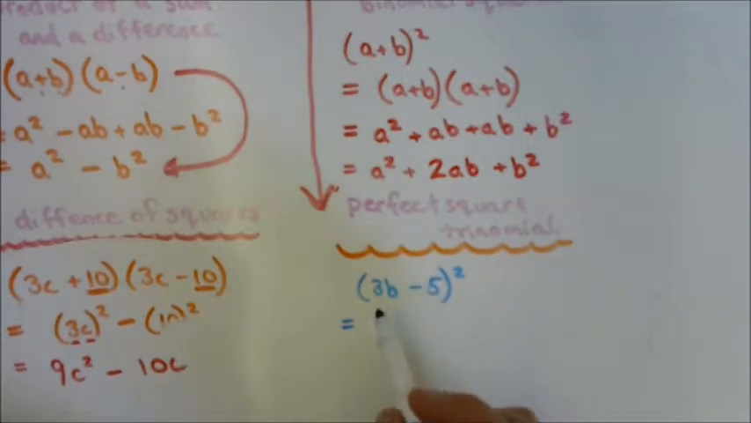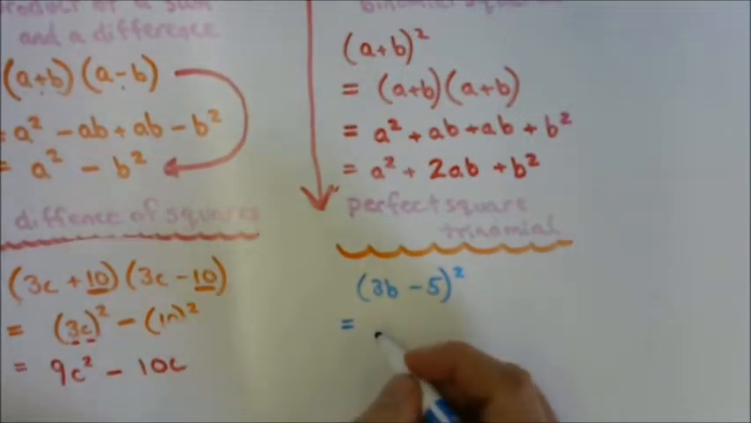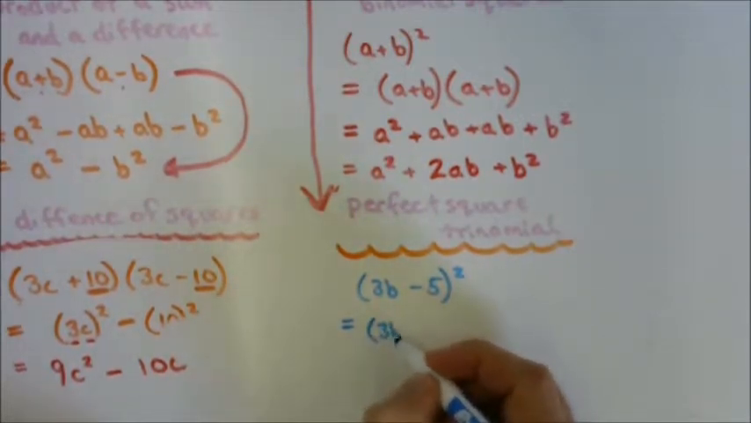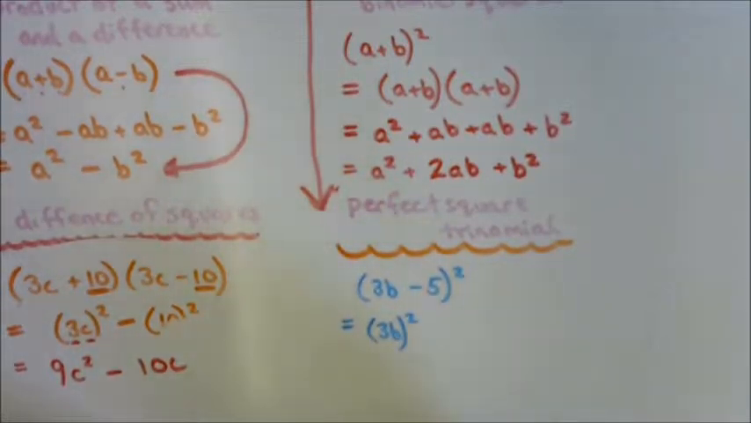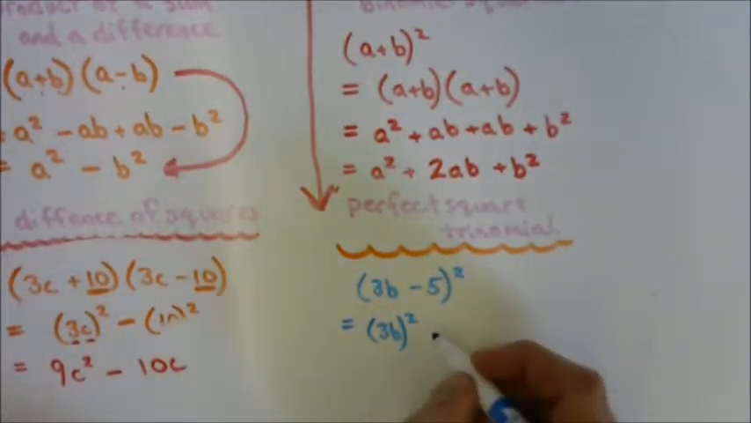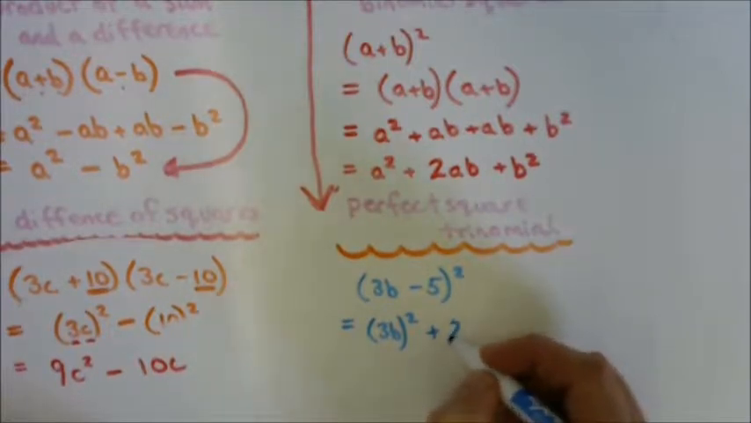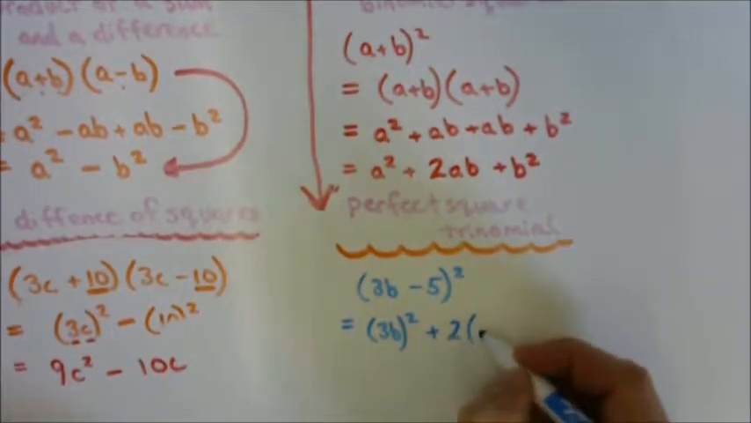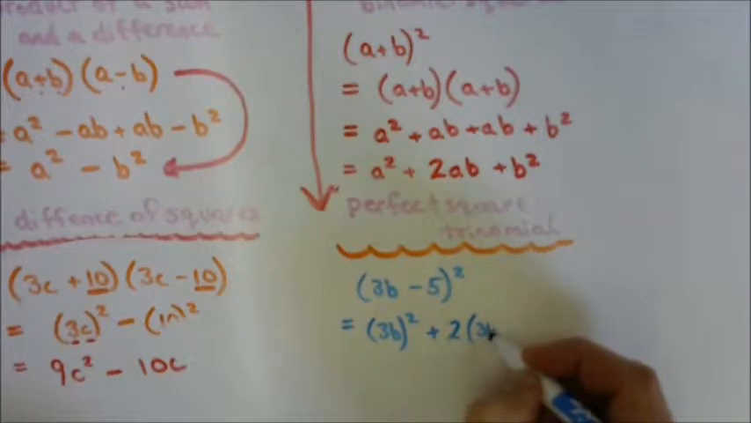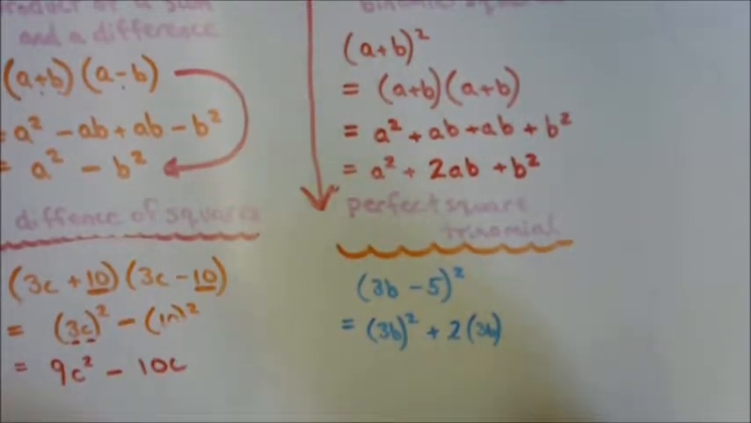What's A? 3b is A. So I need to make sure that 3b is in brackets and the whole thing gets squared, because the number part and the letter part both have to get squared. Then we've got 2 times A times B. You've already told me that A is 3b, so I want to make sure that's in a bracket.